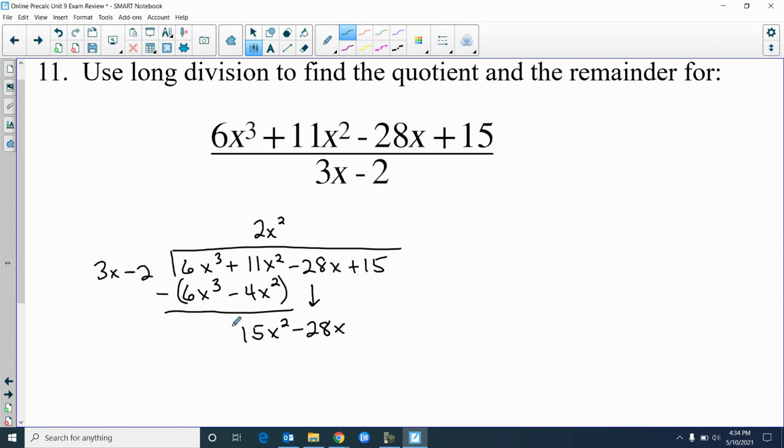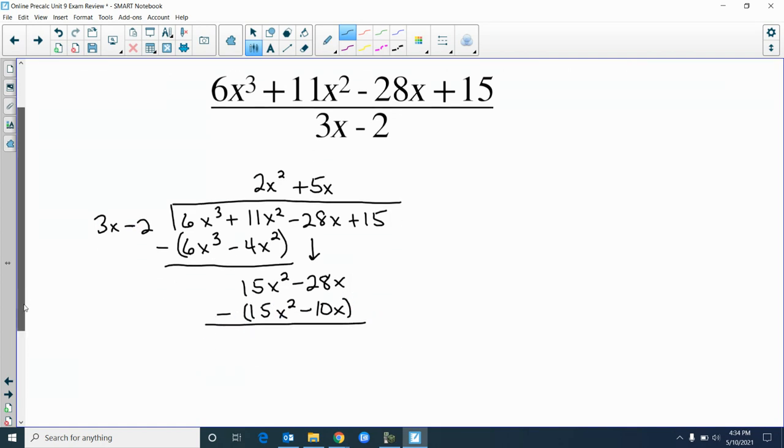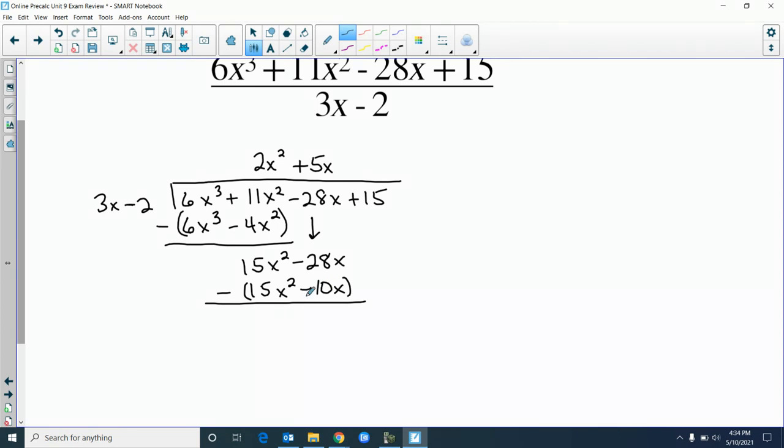But we're only concerned about the 15x squared and the 3x. What times 3x gives me 15x squared? It will be plus 5x. 5x times 3x is 15x squared minus 10x. When you subtract, 15x squared minus 15x squared is 0. Negative 28 minus a negative, so that becomes a plus. So in the end, that's minus 18x plus 15.